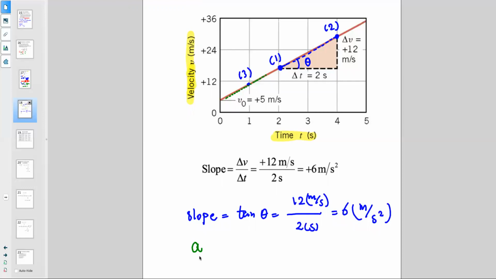So the instantaneous acceleration at point 3 is the same as the slope of the other line, meaning it is 6 meters per second squared, because these two lines have the same slope. And I know the slope of a tangent line is just the instantaneous acceleration. So what it means is that the instantaneous and average are the same for this case.